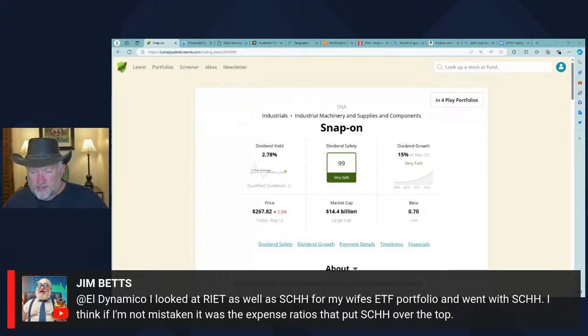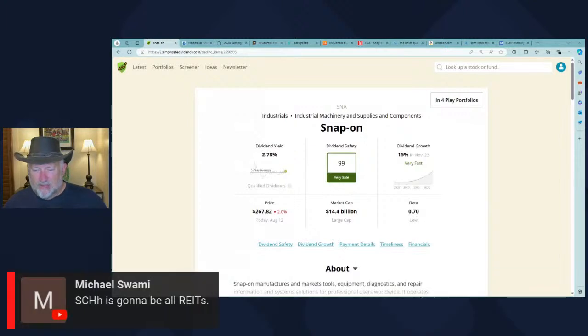Jim says he looked at the REIT as well as SCHH for his wife's ETF portfolio and went with SCHH. I think, if I'm not mistaken, it was the expense ratios that put SCHH over the top. There you go. Yeah, that's something else to look at. Michael says SCHH is going to be all REITs.